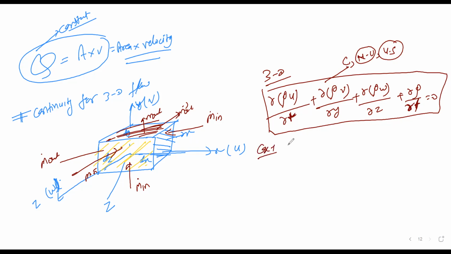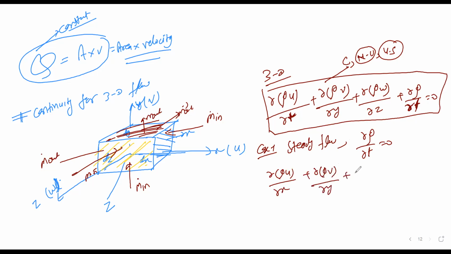अगर हम लोग case 1 लेते हैं, that is called steady flow. Then, with respect to time, it should be equal to 0. Dou rho by dou t is 0. Then you will get here dou rho u by dou x, dou rho v by dou y, dou rho w by dou z.